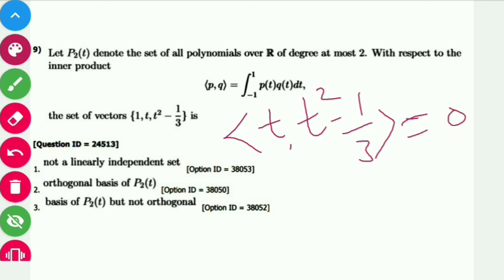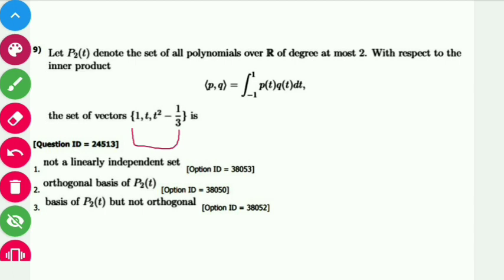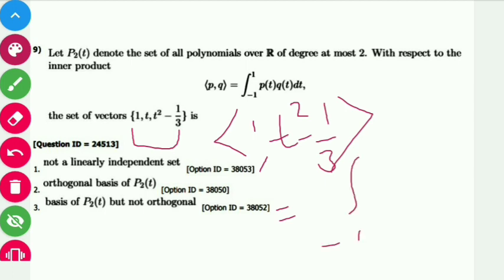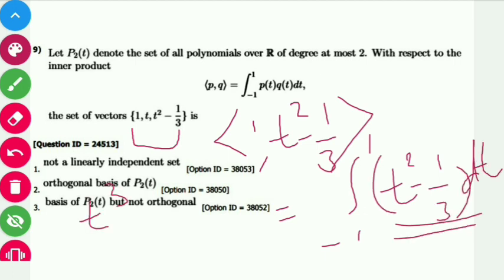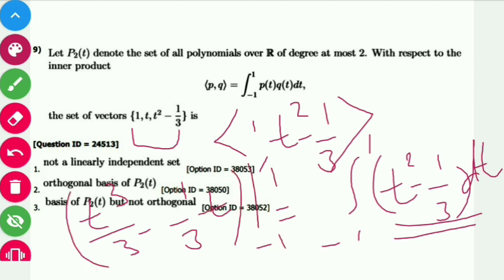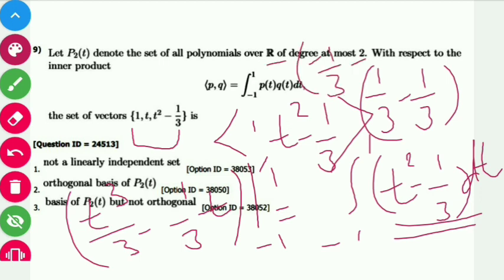Now let us check for another pair: 1 with t square minus 1 by 3. This is the integral from -1 to 1 of 1 into t square minus 1 by 3, which gives t cube by 3 minus 1 by 3 times t, from -1 to 1. Now when we put t equal to 1, this is 1 by 3 minus 1 by 3. Similarly, when we put t equal to minus 1, this is minus 1 by 3, then minus of this gives plus 1 by 3.